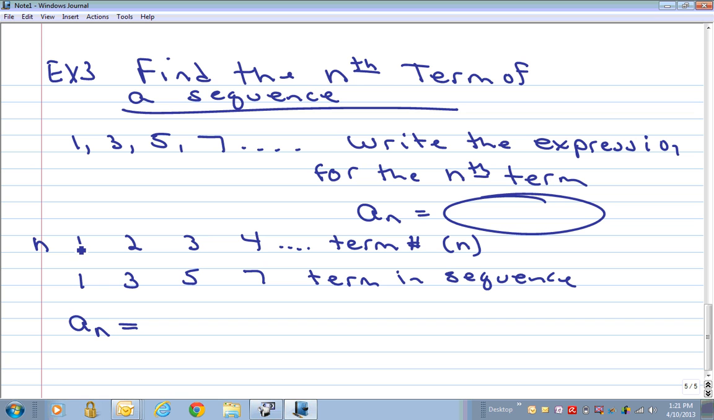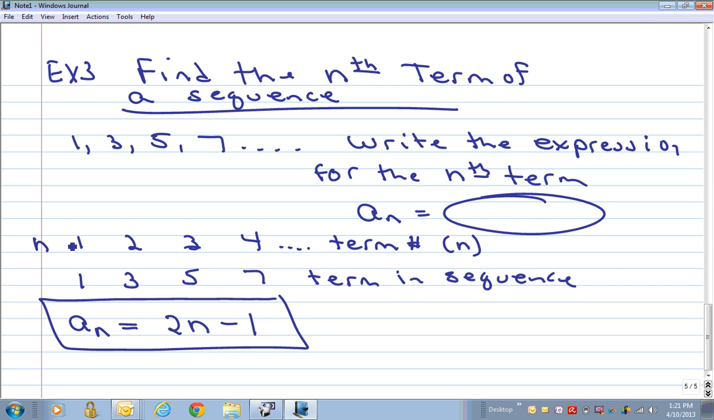So 2 times 1 would be 2, and then I need to get to 1, so if I took 2 and subtracted 1, I would get 1. So let's try for the next one. 2 times 2 would be 4. 4 minus 1 would be 3. 3 times 2 would be 6. 6 minus 1 is 5. 4 times 2 is 8. 8 minus 1 is 7. Sounds like we have our pattern. So it would be 2 times our n value, our term number, minus 1. And that's how we would write that.